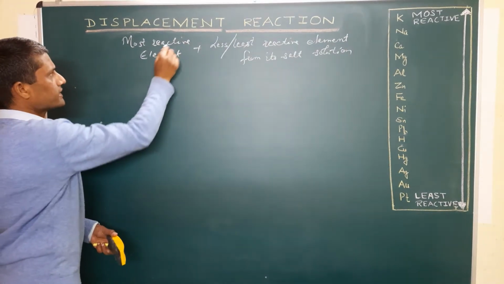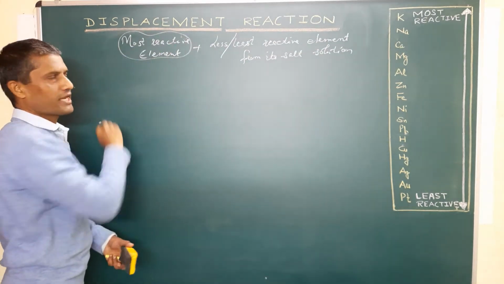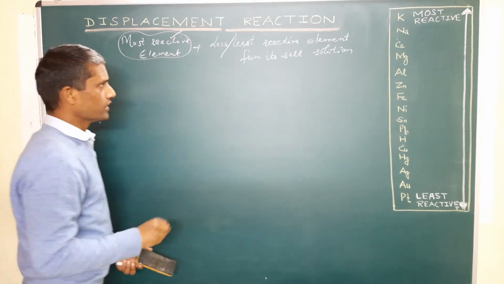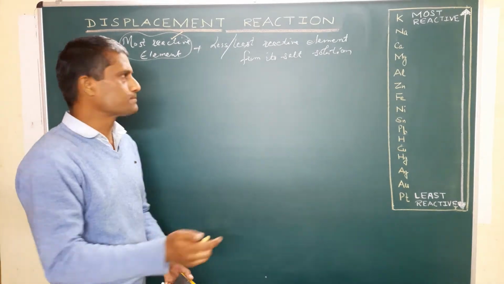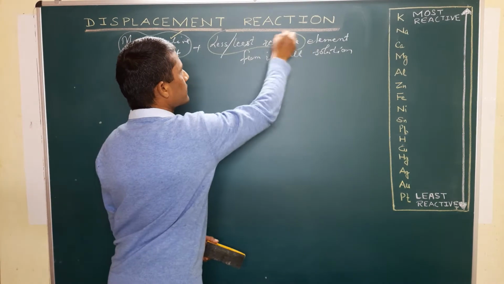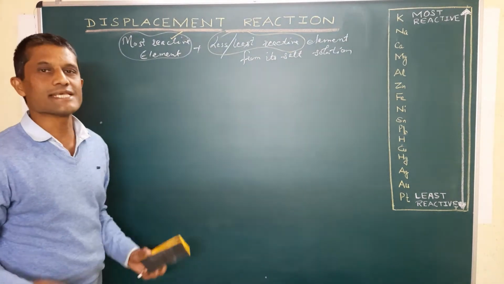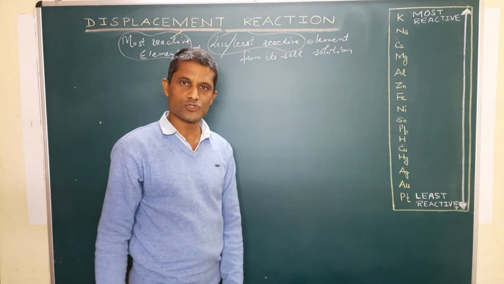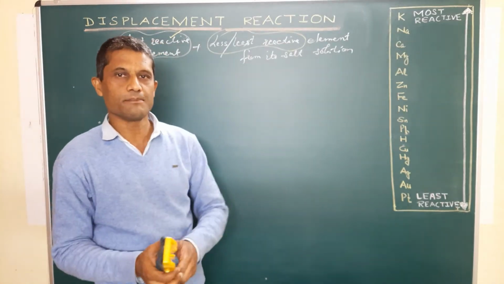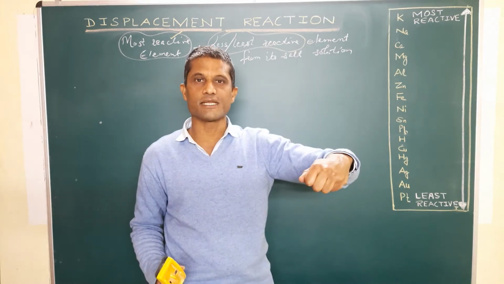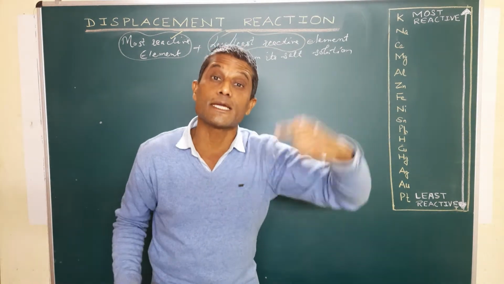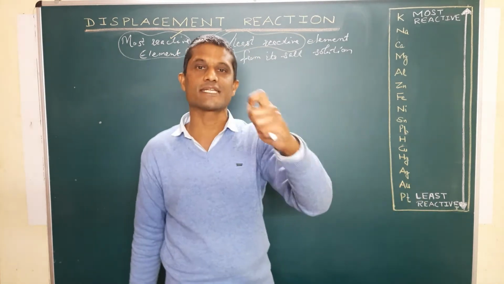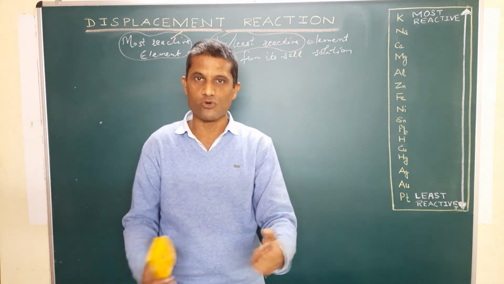So one thing is that the element which is going to carry out the displacement is required to be the most reactive. Okay, and the element which has to be displaced should be less reactive or least reactive. That element needs to be present in a salt solution. So the most reactive metal will displace the least reactive metal, and the displacement will take place from the salt solution of the less or least reactive metal. So that's how the displacement is going to take place.